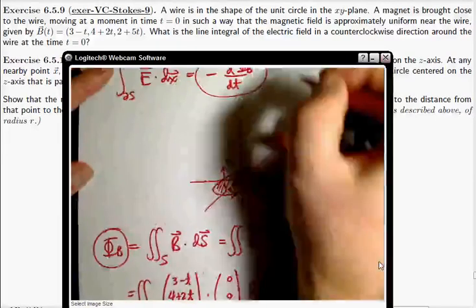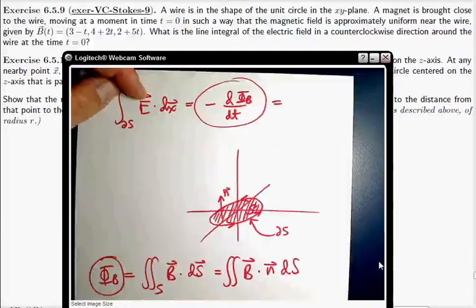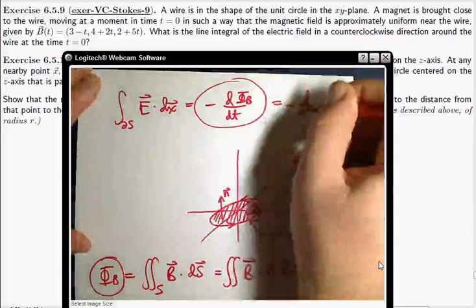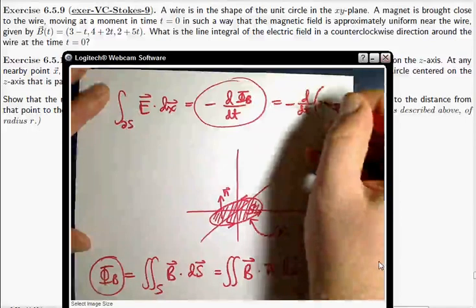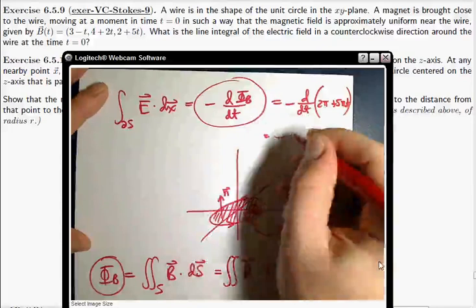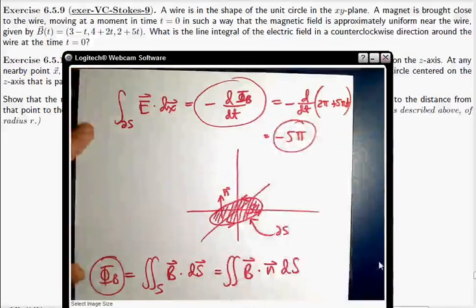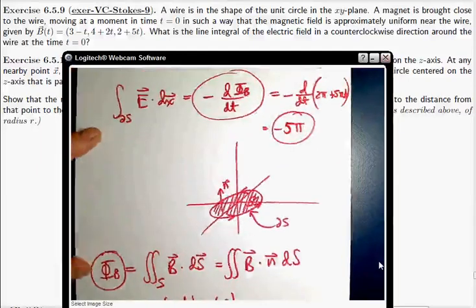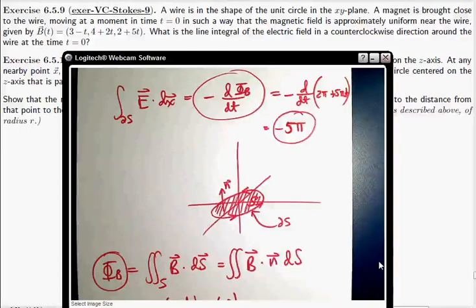So the way we wrap this up is the line integral that we're interested in is the negative time derivative of that. So I have negative d by dt of 2 pi plus 5 pi t, and that is, let's see, negative 5 pi. That's a 5. Make sense to everybody? Everybody happy? Okay.